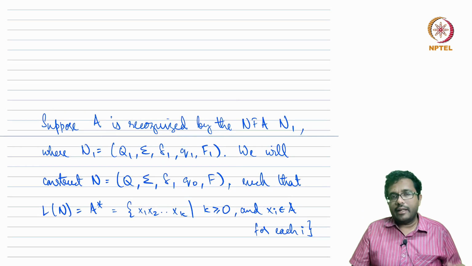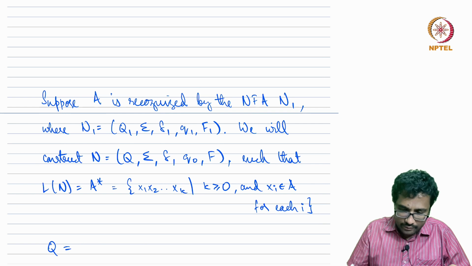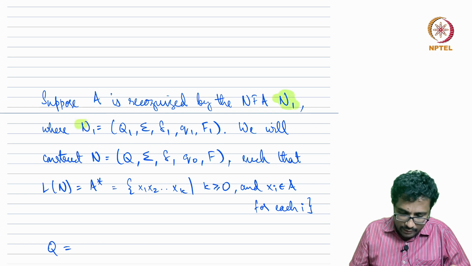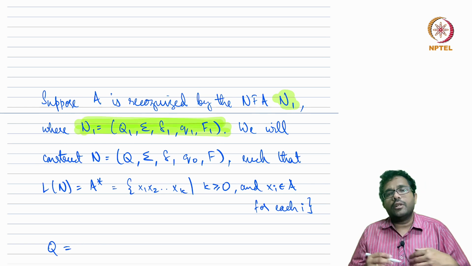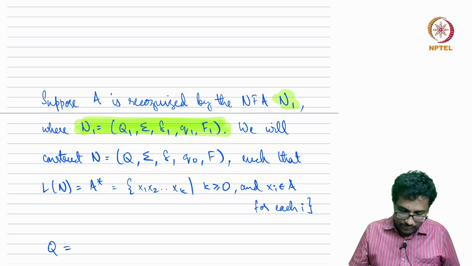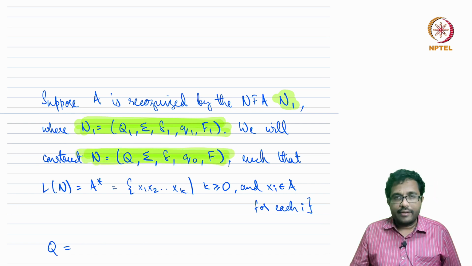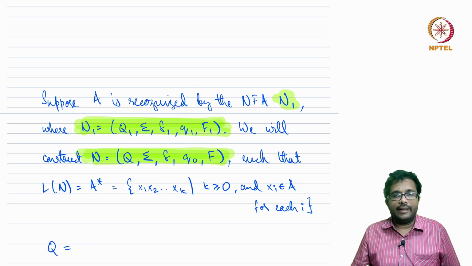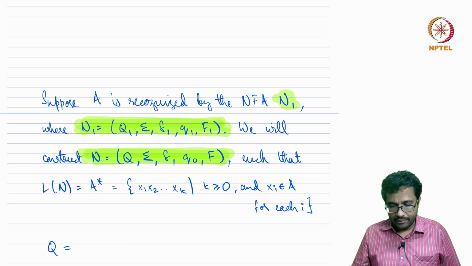So let A be regular. So A will be recognized by some NFA. Let us call it N1, which is given by N1 = (Q1, Σ, δ1, q1, F1), and our goal is to construct N, where N has states Q, the alphabet is the same Σ, and δ is a transition function, q0 is the starting state, and F is the set of accepting states, right?